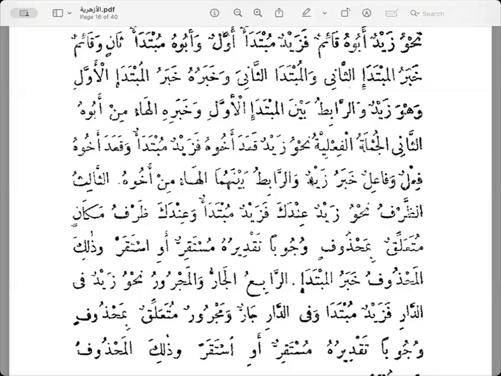And that's why they will say things like this word, this jar majrur is muta'alliqun bil, which doesn't really make any sense. So if I said ana indaka, or من أجل استضافتكم, right? I am at your house because you invited me. So they say من أجل استضافتكم متعلق بالظرف.